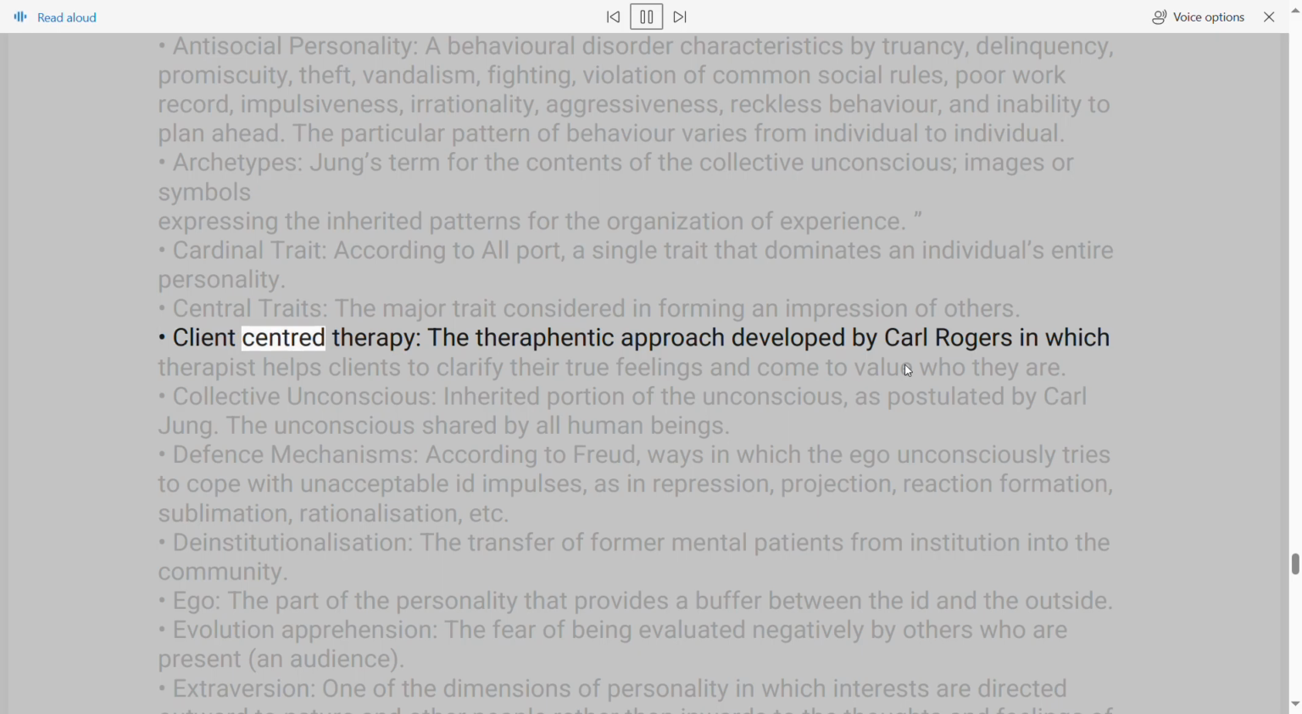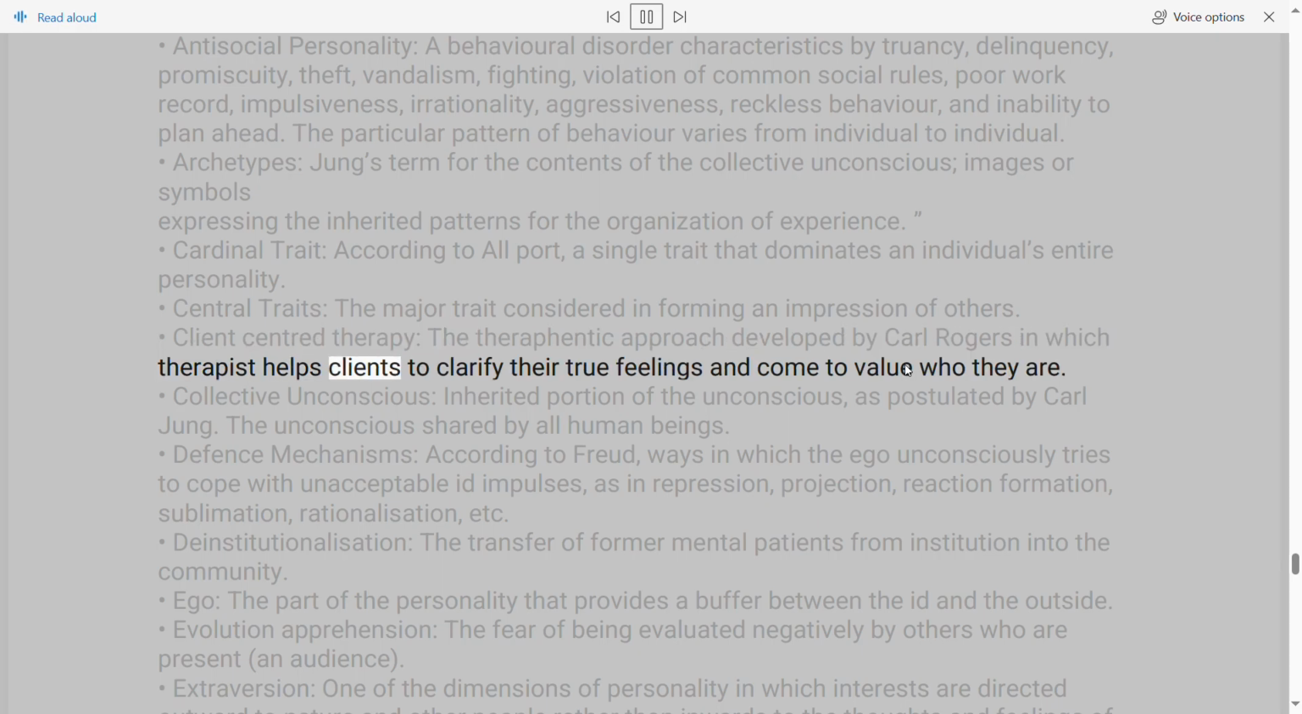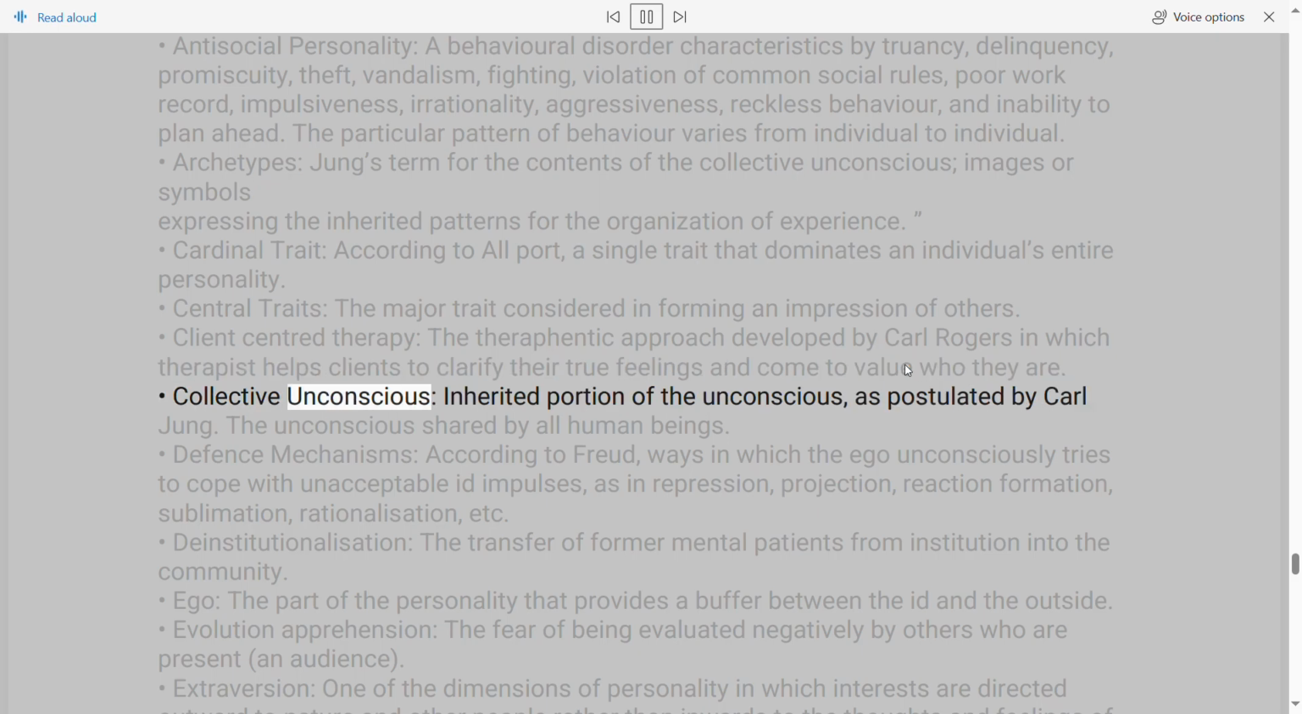Client-centered therapy, the therapeutic approach developed by Carl Rogers in which the therapist helps clients to clarify their true feelings and come to value who they are. Collective unconscious, inherited portion of the unconscious, as postulated by Carl Jung. The unconscious shared by all human beings.